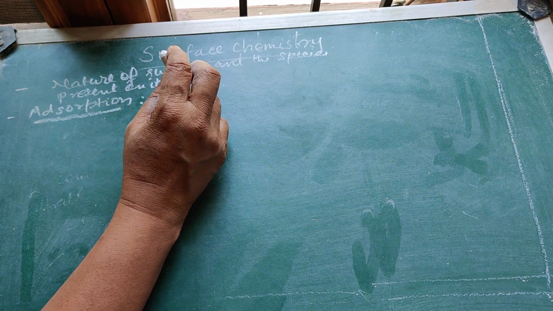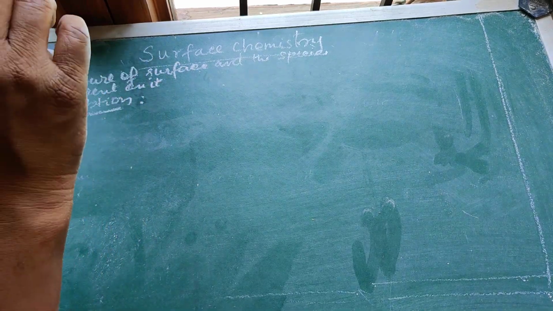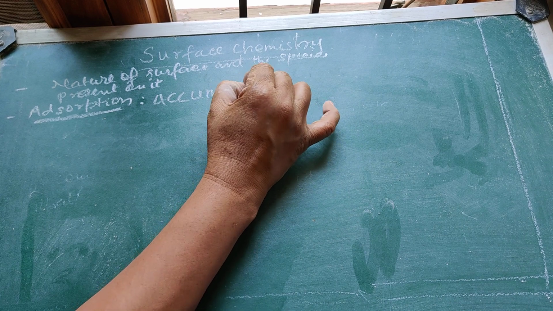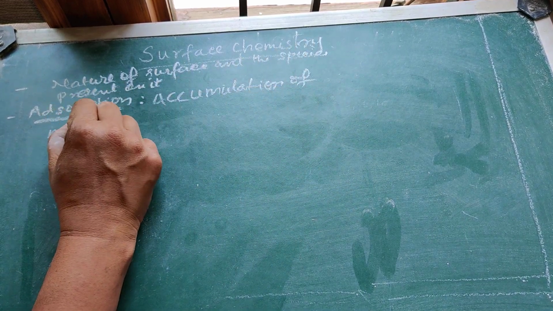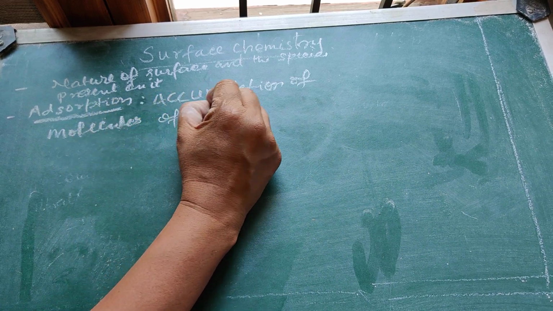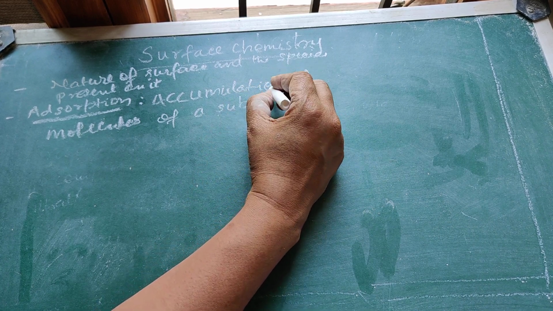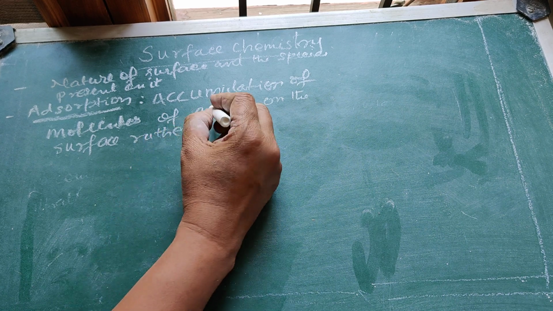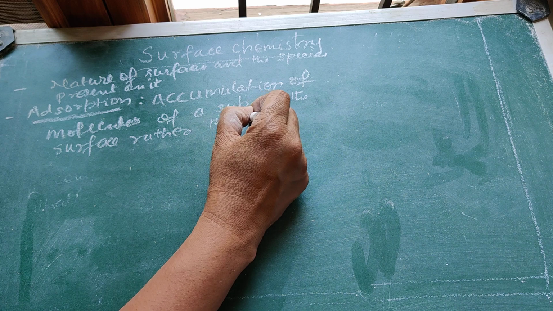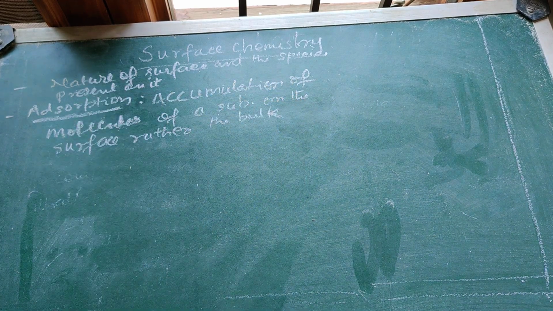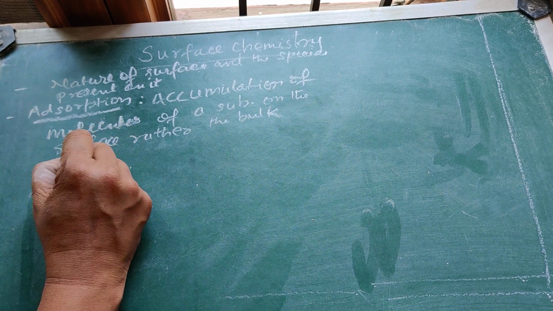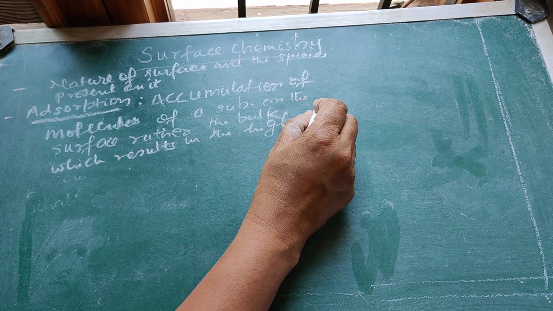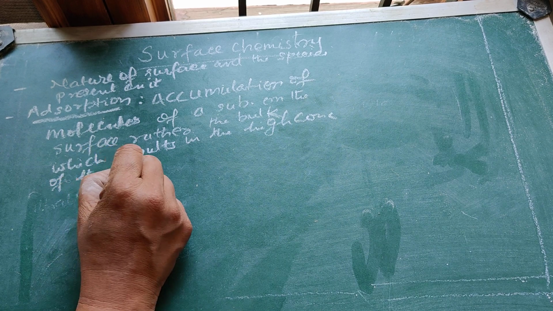Adsorption means the molecules get attached to the surface of a substance, or you can say that it is an accumulation of molecules of a substance on the surface rather than the bulk of a solid or liquid, which results in a high concentration of the molecules on the surface.